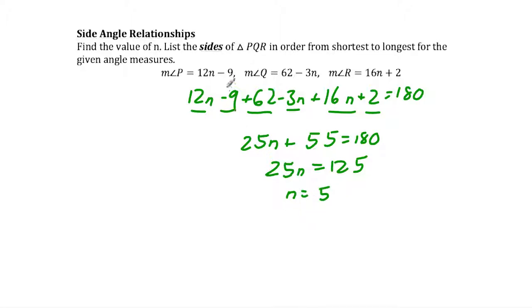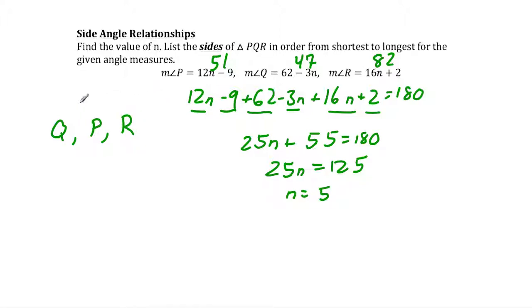So if n is equal to 5, I can plug these back in. 5 times 12 is going to be 60, minus 9 is 51. 62 minus 3 times 5, which is 15, so 62 minus 15 is going to be 47. And then 16 times 5, that's going to be 80. And if I add 2, that's 82. So in terms of the angles, which order do they go in? Angle Q is the smallest, followed by angle P, followed by angle R.